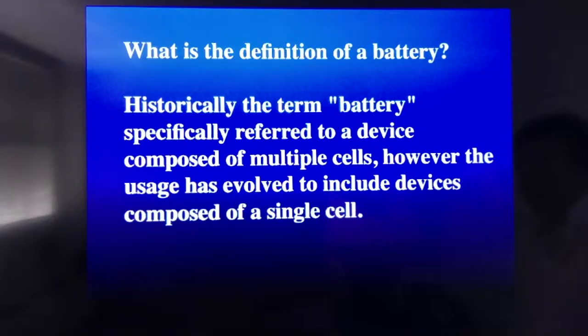But this is battery, talking of this lecture, but historically, the term battery specifically referred to a device composed of multiple cells. However, the usage has evolved to include devices composed of a single cell. So whether it's a single cell or multiple cells doesn't matter.